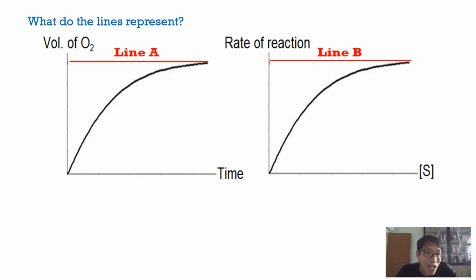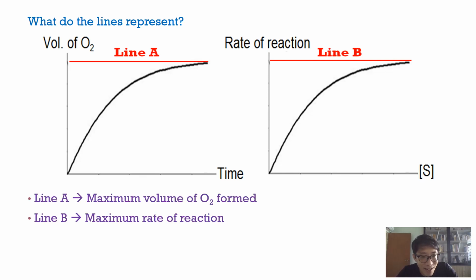Ready? Obviously line A would represent the maximum volume of oxygen formed, and line B would represent the maximum rate of reaction. Pretty simple. So why this question? This is to show you that when the axes are different, what the graph tells you is also different. That's why I said the first thing I usually look at when I look at a graph would be the axis.